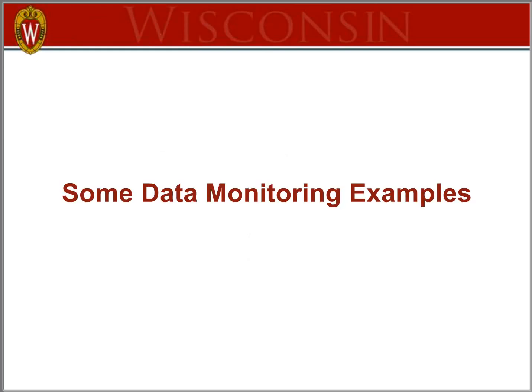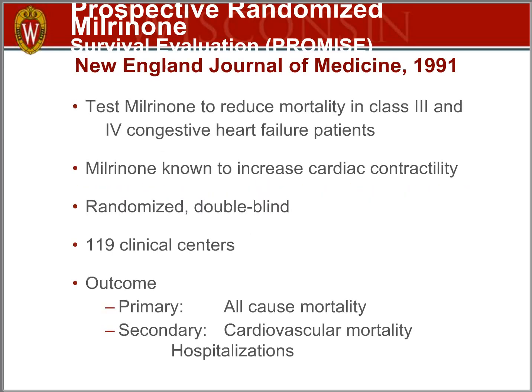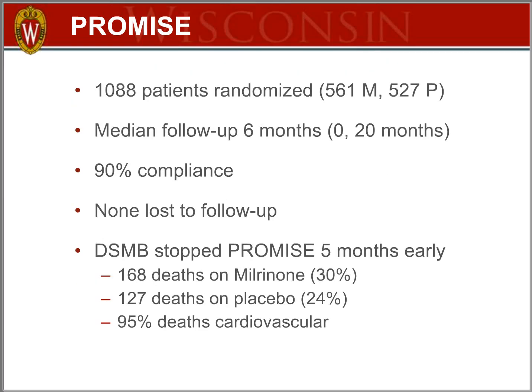Let me share with you a couple of examples before we close. This is the PROMISE trial. You saw the data briefly before. As I indicated, it's a drug that was used to test its effect on mortality in class 3 and 4 heart failure patients. It was known to affect cardiac function and contractility. It was a multi-center, randomized, double-blind, placebo-controlled trial with mortality as the primary outcome. 1,088 patients were randomized, followed for a median of 6 months. 90% compliance, which is pretty good. Not one patient was lost to follow-up, which is remarkable.